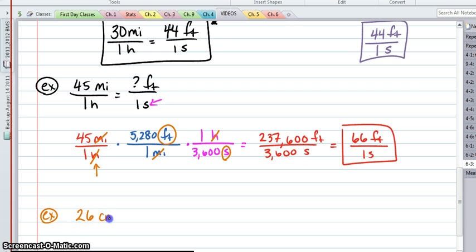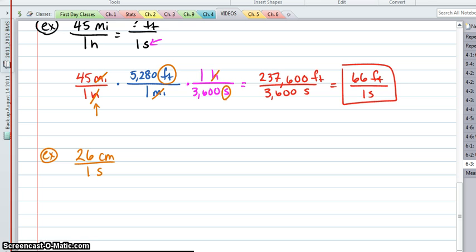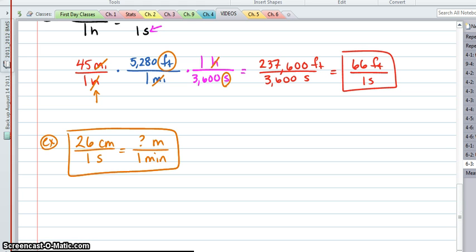So we have a little bug that is crawling on the ground and it's going 26 centimeters per second. Okay. And I want to know how many meters per minute this happens to be. So this is what I'm trying to find out. I know I have 26 centimeters per second. I want to know how many meters per minute am I going.